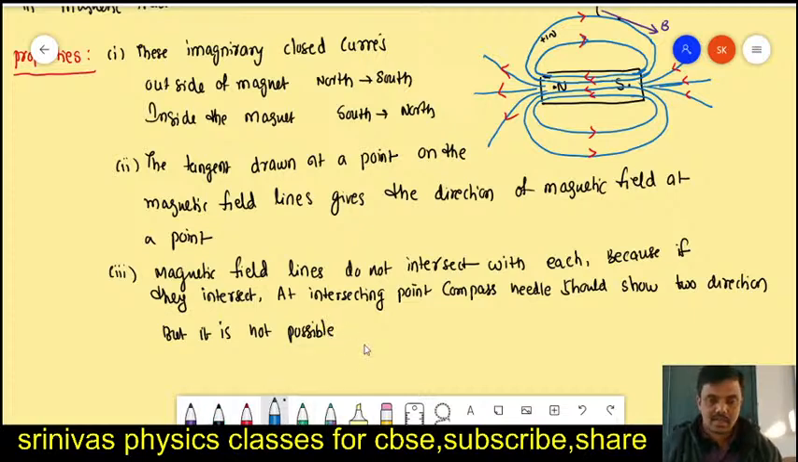For example, here, like this, two field lines are intersecting with each other. This field line is like this, and this field line is like this. We can draw the tangent for this line like this. This side the magnetic field is there, this side the compass pointer should show. And for this one also, if you draw, this is the direction. That means at a single point, we are getting two tangents. Two tangents means two fields, two directions. But at a single point, the field has only one direction. That's why the field lines do not intersect with each other.